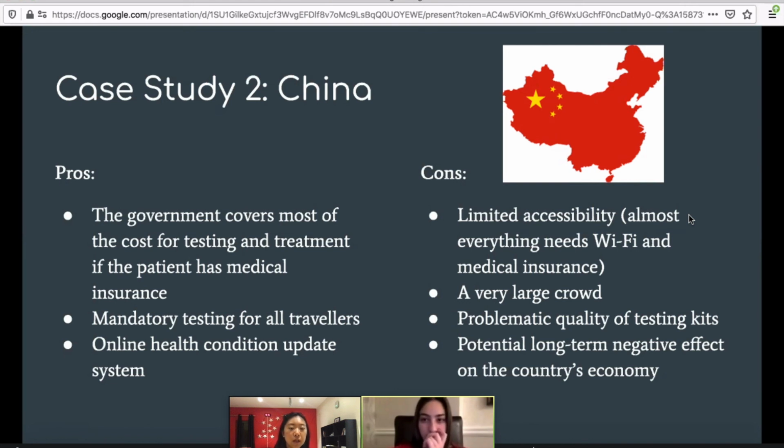And finally, these policies are causing a potential long-term negative effect on the country's economy because the government is paying so much for the people. So they need to borrow money from other places to cover these costs. And so in the long term, they will accumulate a lot of debts and they will have to pay back a lot of money. And we only talked about two countries because of the time limit.